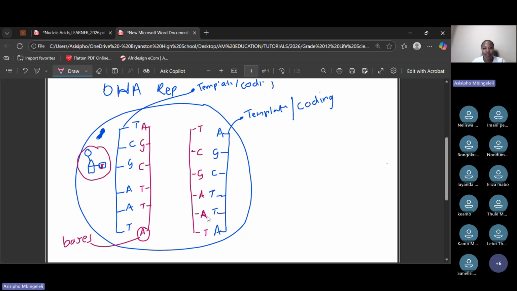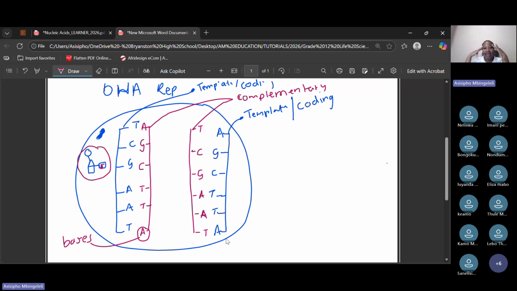Now I want us to label the strands. The strands that are in red are called complementary strands. So this strand and this one are called complementary strands. Why are they called complementary strands? Because they are having bases that complement the exposed bases in the template strand. So now our goal has been achieved actually.